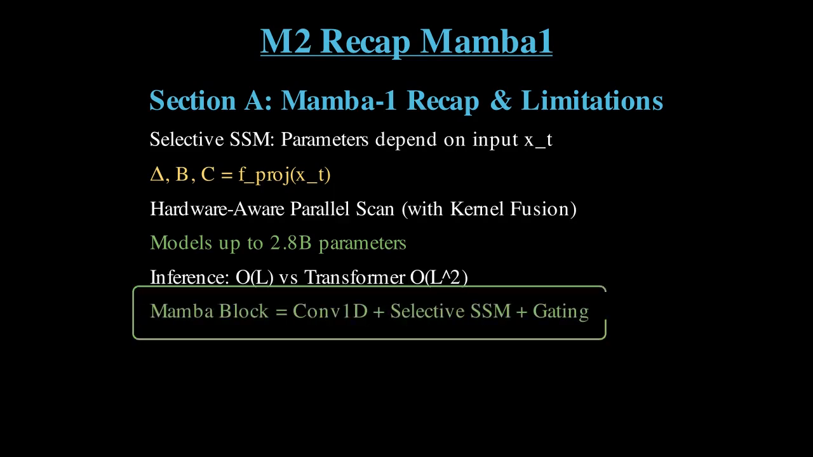The core Mamba block combined a 1D causal convolution with this selective SSM, all wrapped in a gated MLP-style structure. This architecture proved highly effective. But Mamba-1 wasn't perfect, and it had several key limitations.